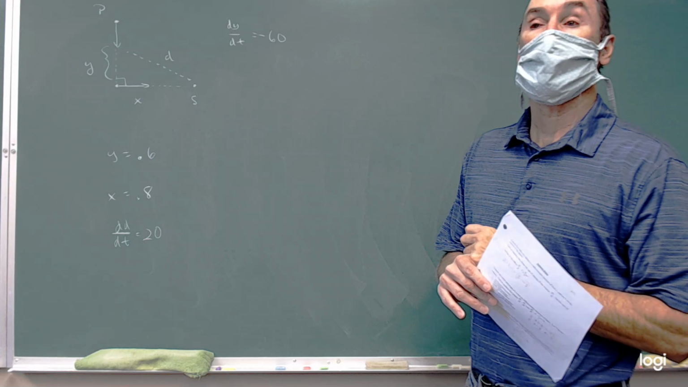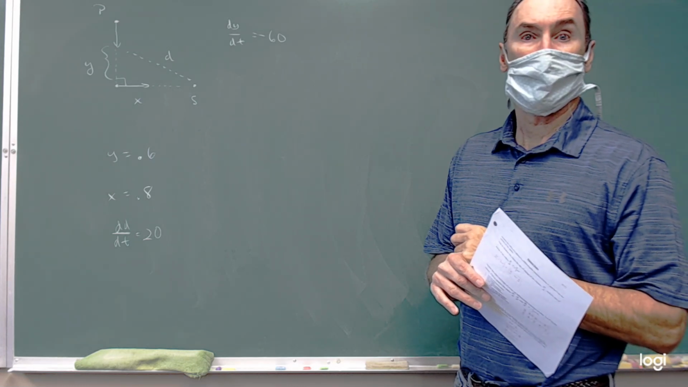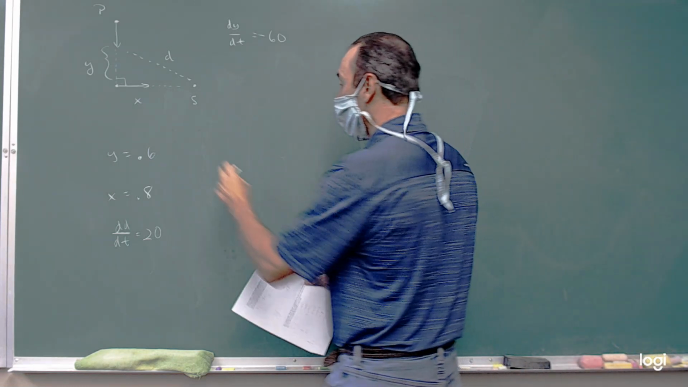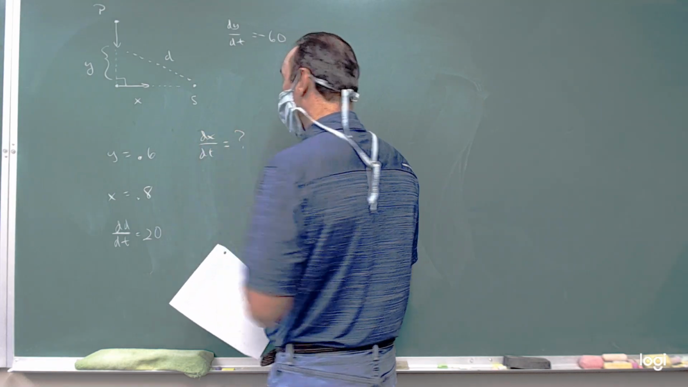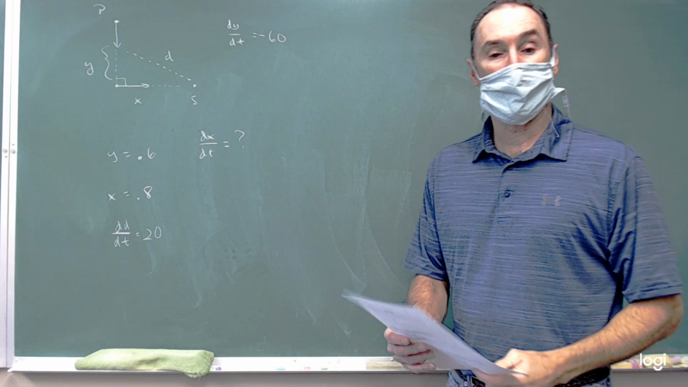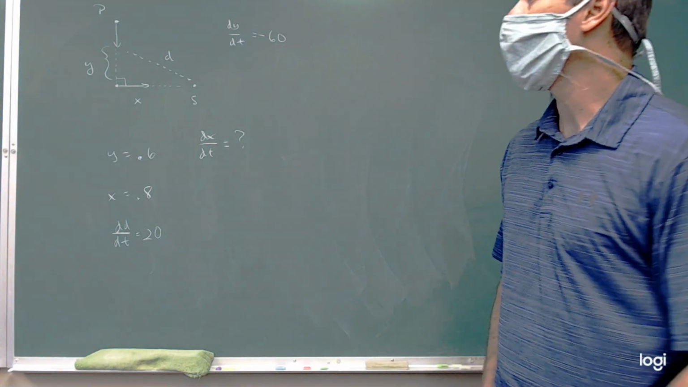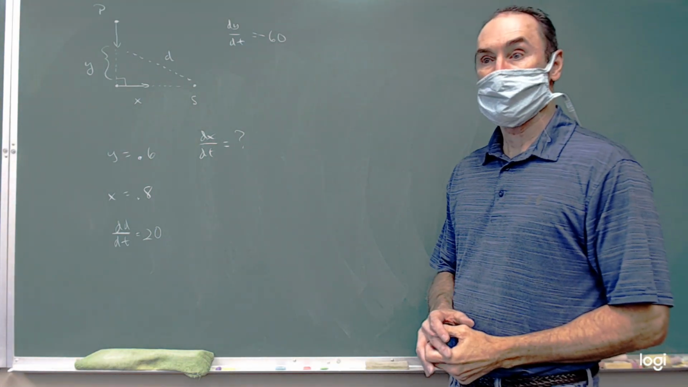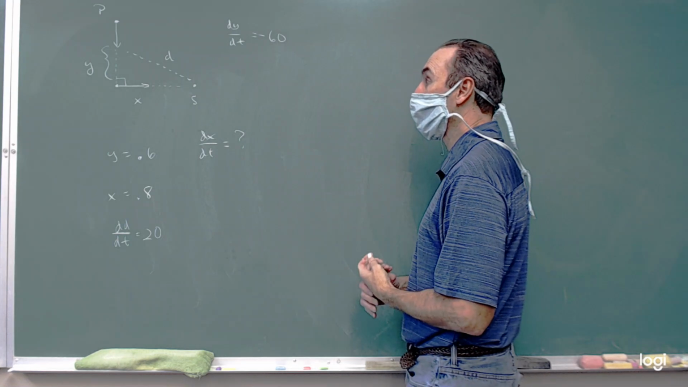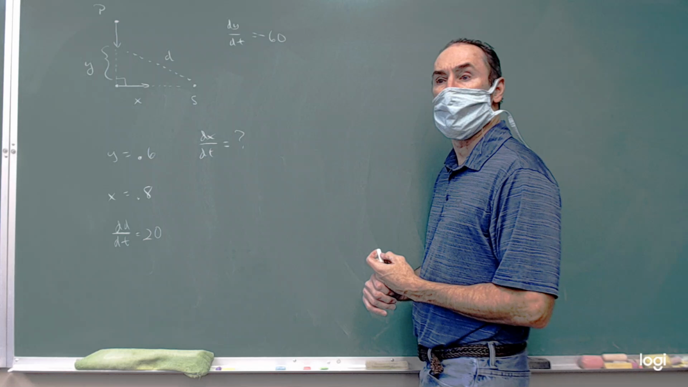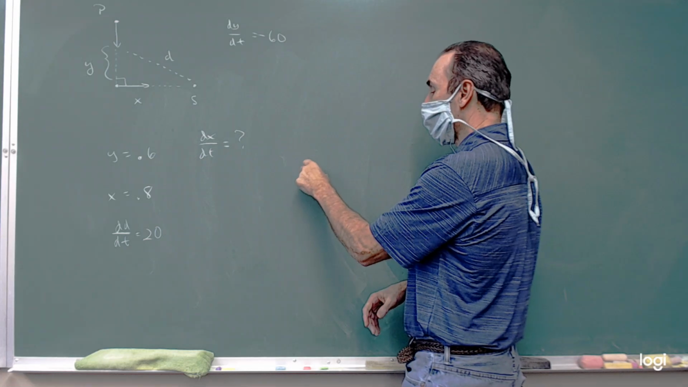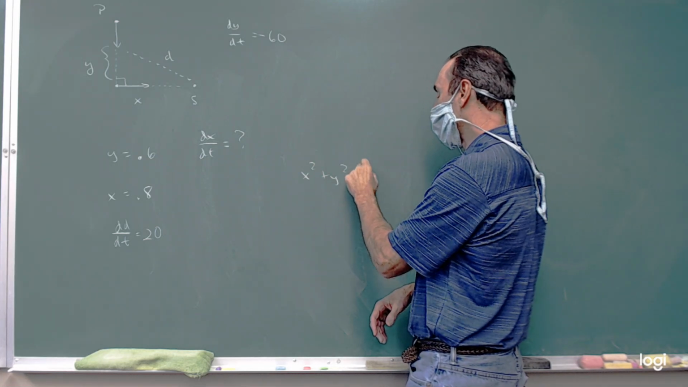And what is it we're looking for? You want the speed of the car, and that's the velocity of x, the rate of change of x. So what's the relationship between x and y and D? You're going to get x squared plus y squared equals D squared.